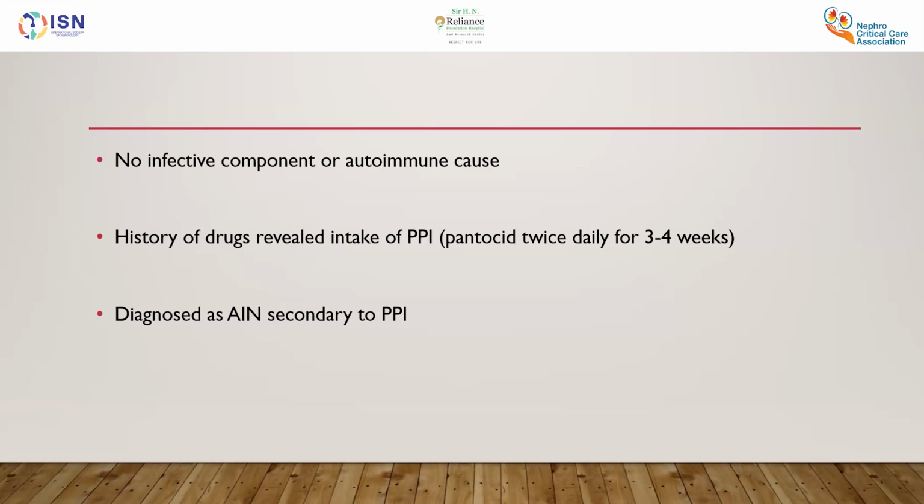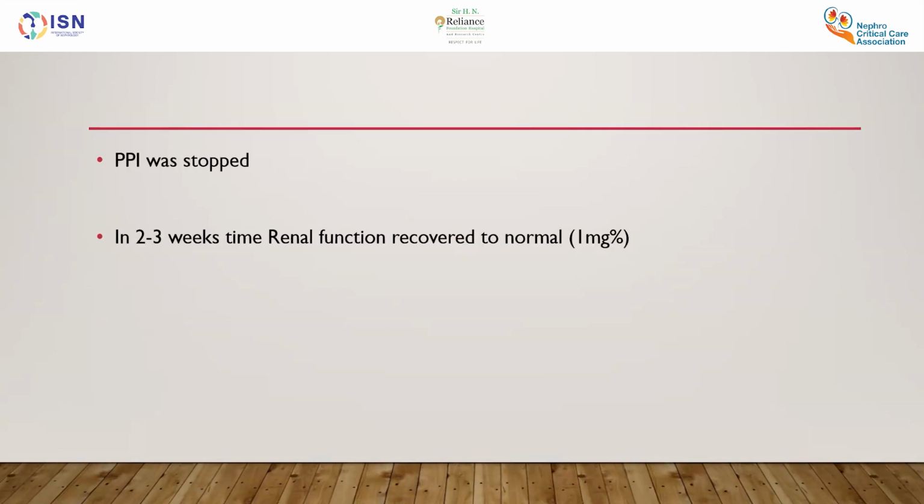There was no infective or autoimmune cause. The history was that he was taking Pantocid twice daily for 3 to 4 weeks. So it was diagnosed as acute interstitial nephritis secondary to PPI only. The PPI was stopped, and within 2 to 3 weeks, renal function recovered to normal. Some people use a steroid also, 1 mg per kg for 6 weeks, but once you have a cause, a lot of the time you don't use steroid and just stop the causative medication.